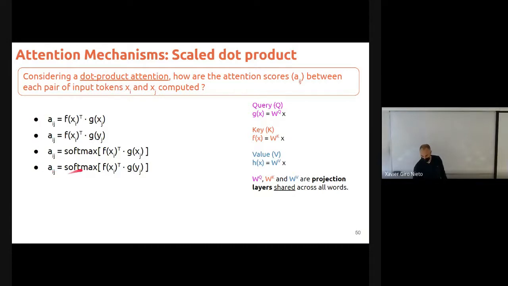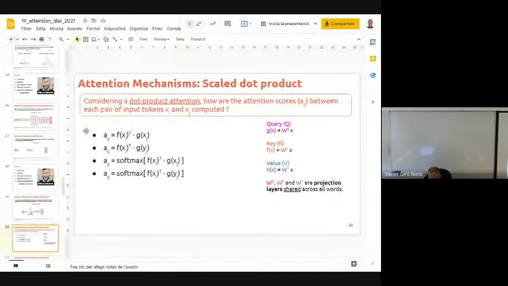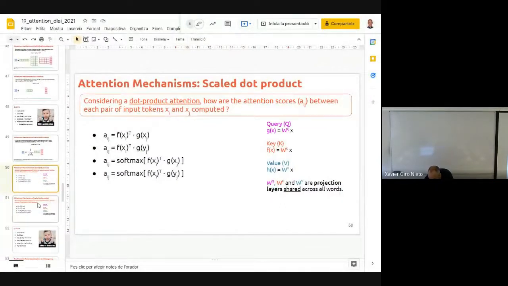So the question is, how are the attention scores computed here? Only one of them is correct. Which one do you think is correct? The first one. But it's the attention score. Yes. First one. Sorry, it's my fault. I'm not sure if the slides are correct. Yeah, the slides are wrong, because I noticed this the other day. I would just change it.